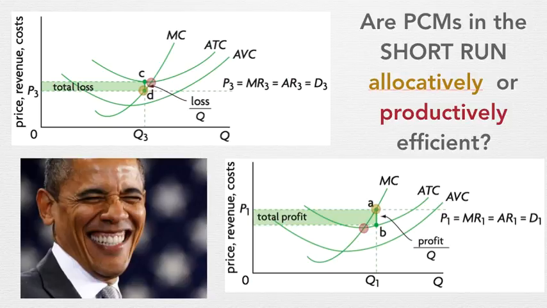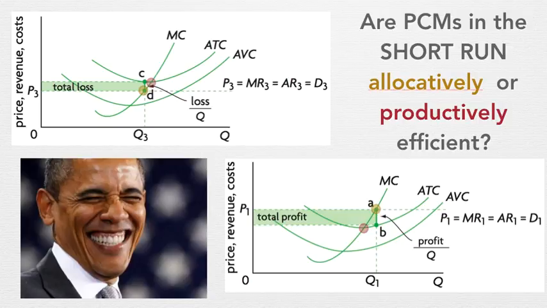But productively efficient, will this be where they can produce at the lowest possible cost? You can see on both the top and bottom graph, this is where the red dot would appear. And on the top graph, no, if you're producing at the profit maximization level, you do not achieve productive efficiency there, or in the bottom graph either.